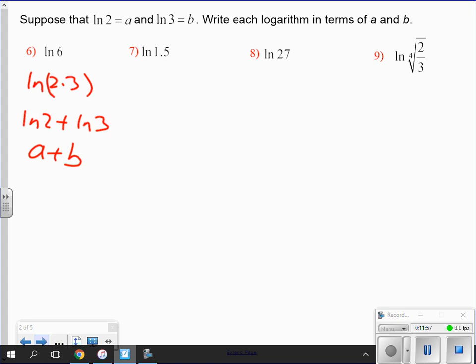So the idea is I take my logarithm and rewrite that as 2's and 3's. Yes. Is it just A plus B? It's just A plus B, because the natural log of 2 is A and the natural log of 3 is B. So in the next one, 1.5. 1.5, right? Natural log of 3 divided by 2, which is the natural log of 3 minus the natural log of 2, which should be B minus A.